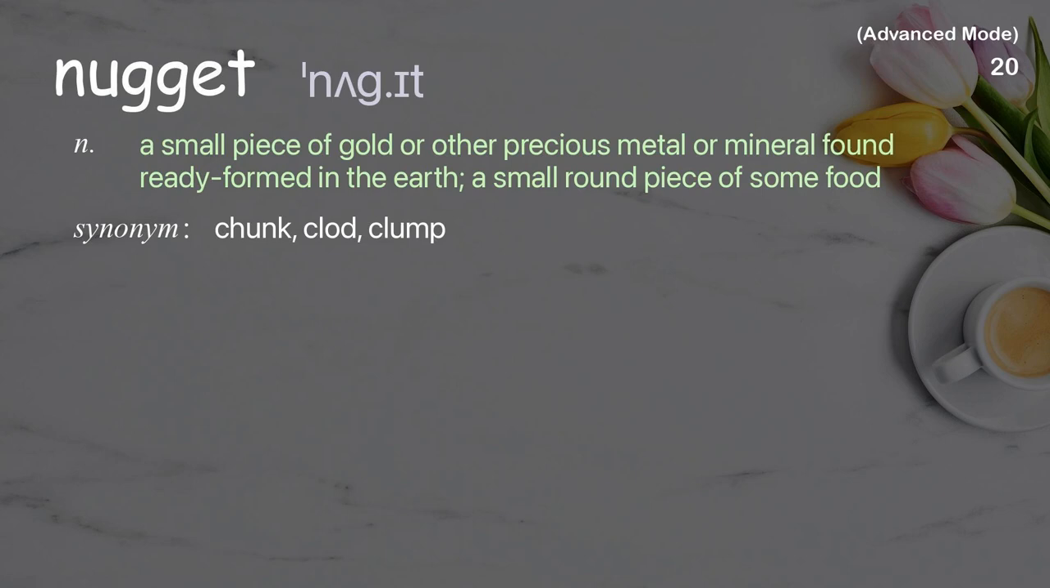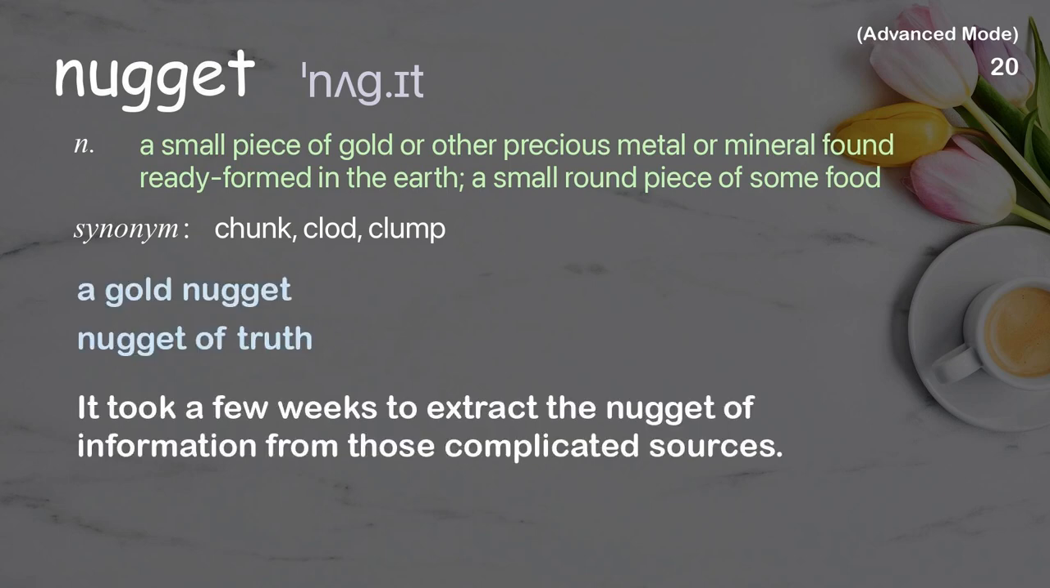Nugget. A small piece of gold or other precious metal or mineral found ready formed in the earth, a small round piece of some food. Examples. A gold nugget. Nugget of truth. It took a few weeks to extract the nugget of information from those complicated sources.